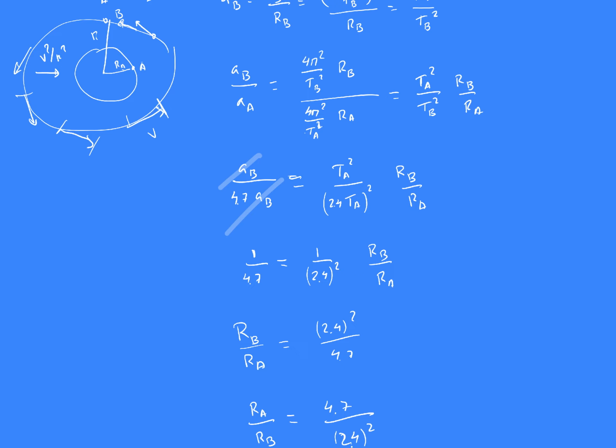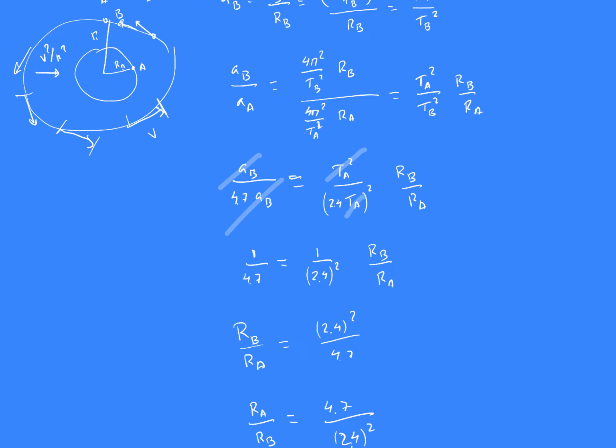AV divided by AA is TA squared divided by TV squared. But TV is 2.4 times TA, so it's TV squared, which is 2.4 times TA, squared. Now again the same thing will happen: the TA squared and the TA squared will cancel.